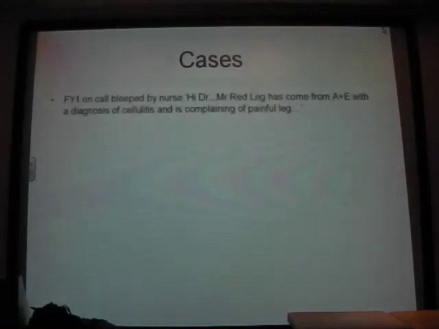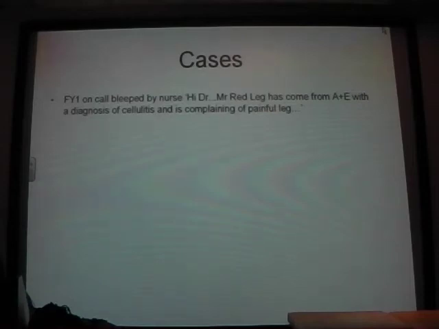Okay, so we just have some cases. You're the FY1 on call, and you're really busy, as always, and you're bleeped by one of the nurses saying that Mr. Redleg has come from A&E. He's got a diagnosis of cellulitis, he's got some antibiotics going, and he's in a lot of pain because he's complaining of his leg. Can you come and review him, or just come and write him up for some analgesia because he's really unhappy? Okay, so what are your thoughts about that?